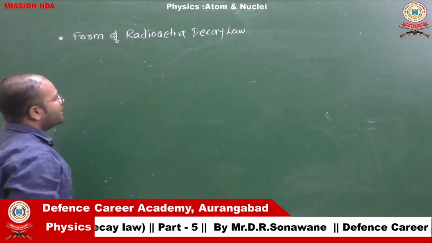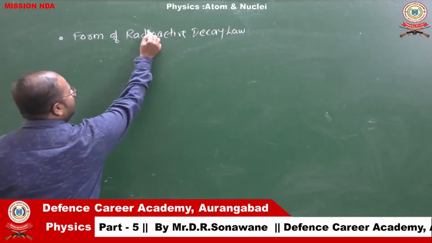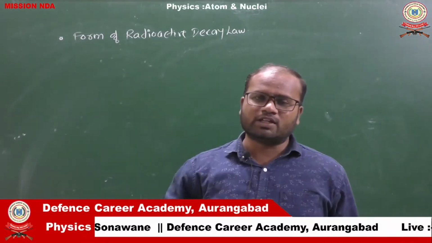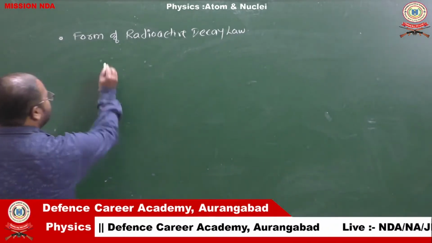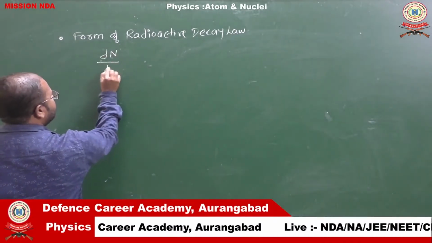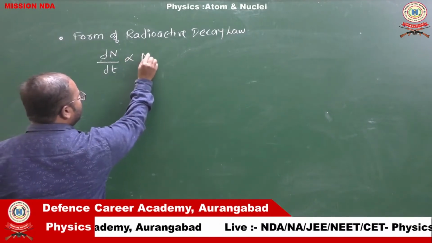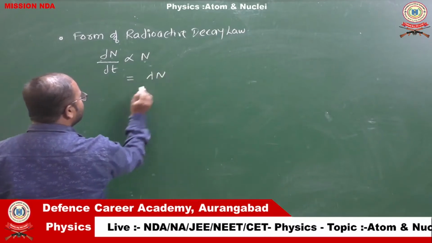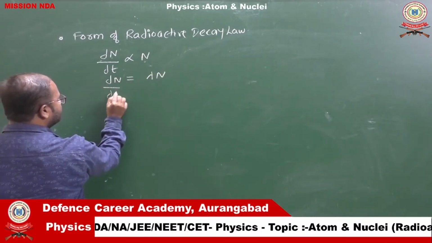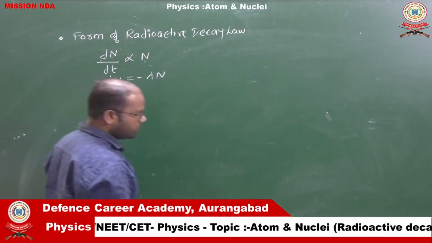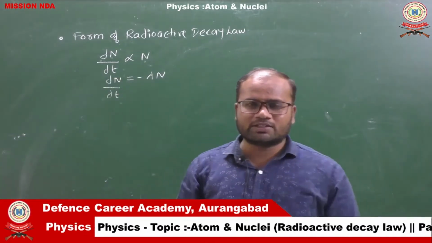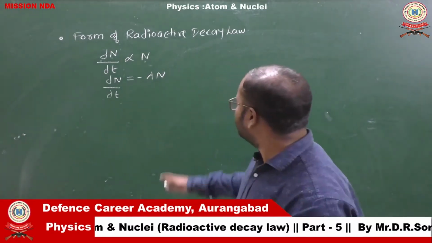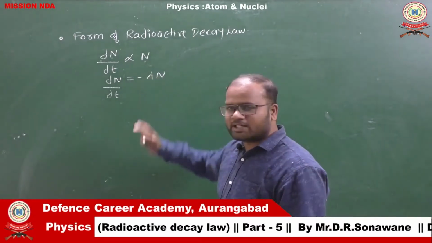As we know, the definition is: the rate of change of disintegration of nuclei is directly proportional to the number of nuclei unchanged. That equation is dN/dt is proportional to N. By putting here the constant lambda, the equation becomes dN/dt = -λN. We put here a negative sign because as there is disintegration of the nuclei in radioactive elements, the remaining nuclei are decreasing. So the negative sign indicates that the value of N is decreasing.